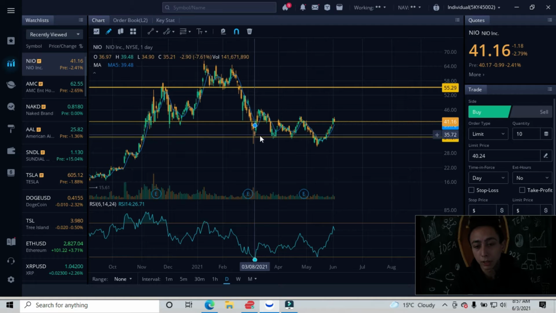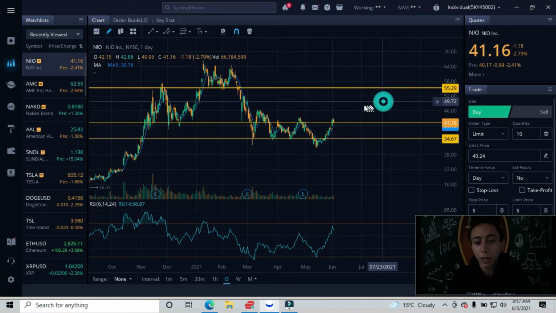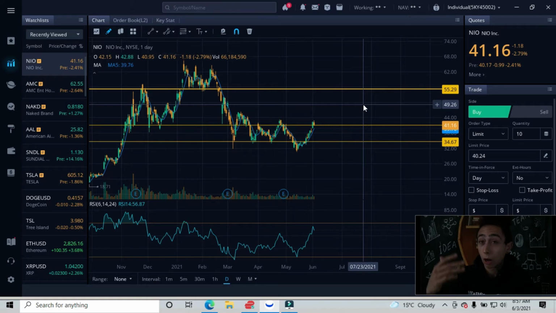So you can see that we bounced from here, here, here, and here. So about 4 or 5 times. So that is easily tested. A lot of times it's not that easy to test these levels, but for this one it's pretty clear. So we have to respect these lines, you guys, since they are heavily tested.